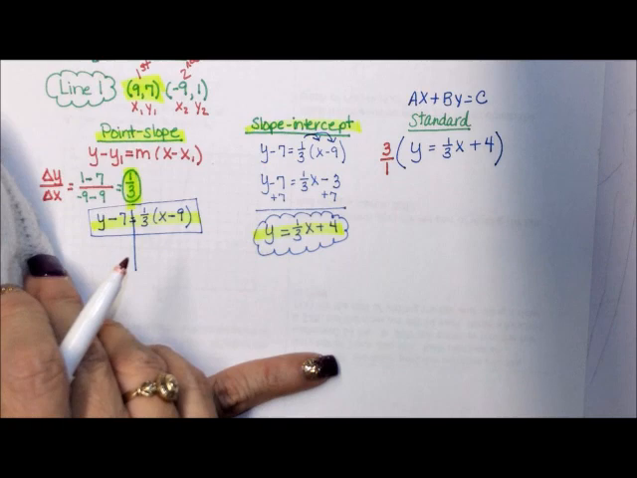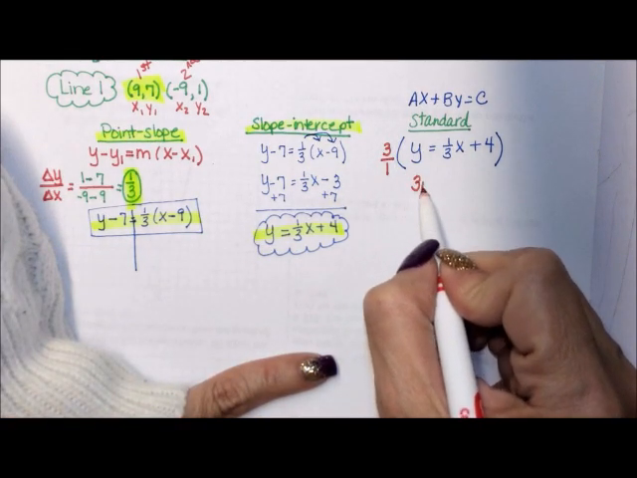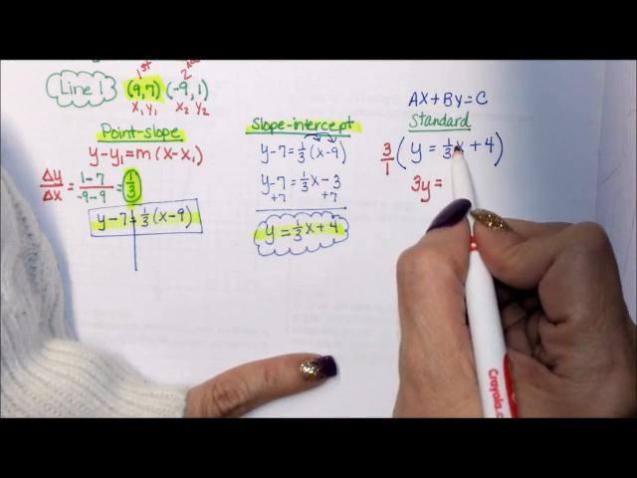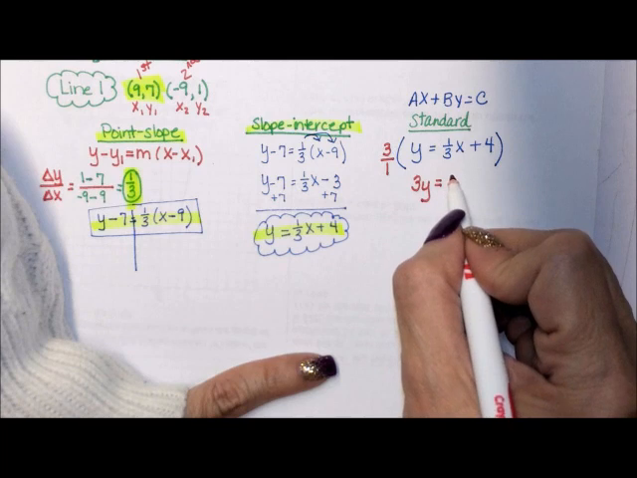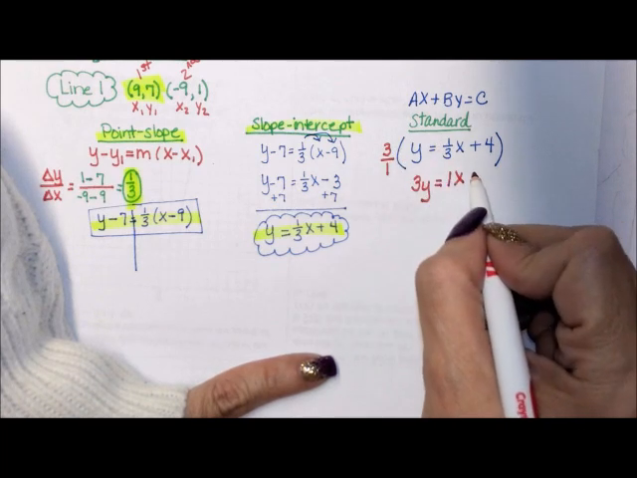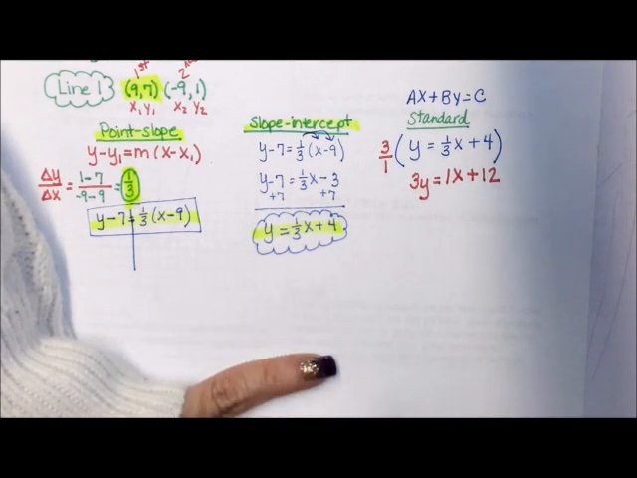Whatever's on the bottom, just flip it and multiply. 3 times here, this will give me 3y equals 3 times 1/3. Well, that's going to actually be gone, and I'm just going to have 1x. 3 and 4 is going to give me 12. Now I have no fractions, and that's what I want.